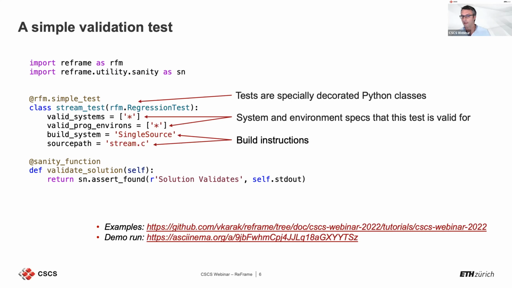Then you provide some build instructions. Not in every test is this necessary, but in this particular one, we need to build the source. Using the single source build system means practically you just invoke the compiler command on a single source file, which you provide with a source path. And then every test must have a validation routine, which is basically a function that's specially decorated.